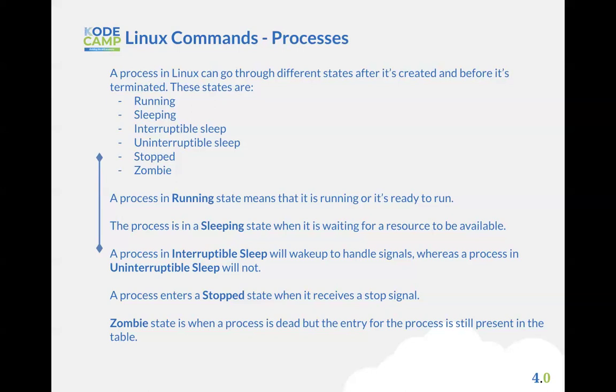The sleep state has two different types when it comes to Linux. It has the interruptible sleep and the uninterruptible sleep. The interruptible sleep state signifies that the process can wake up and handle signals as they come to it. But with the uninterruptible sleep, it means it cannot handle signals until the sleep period has been closed.